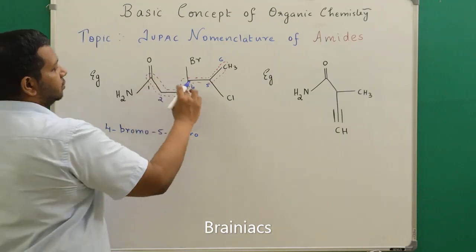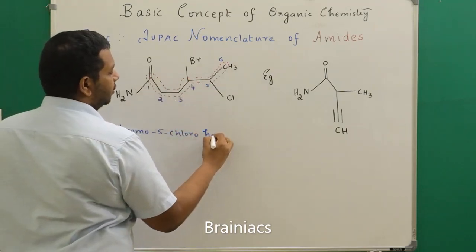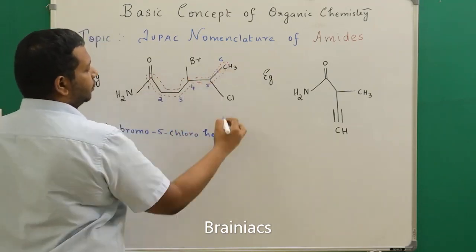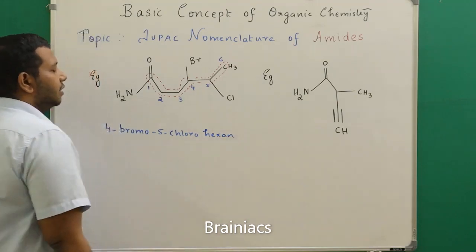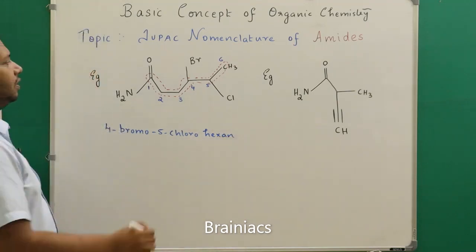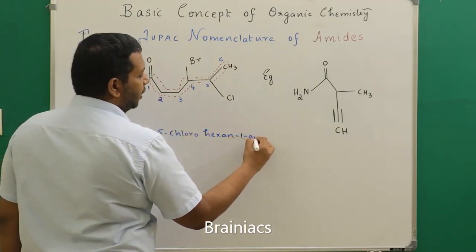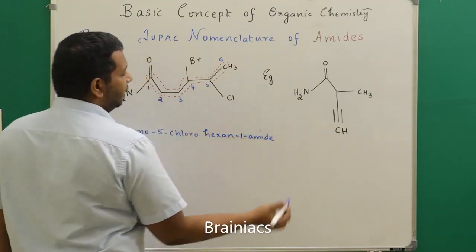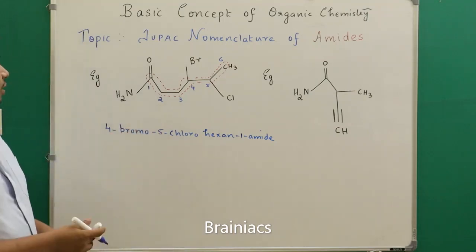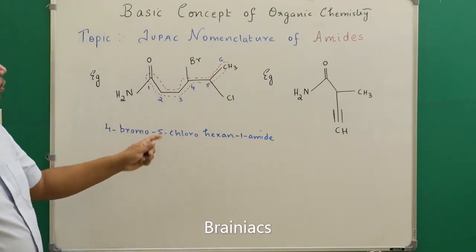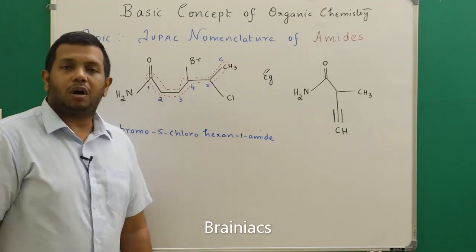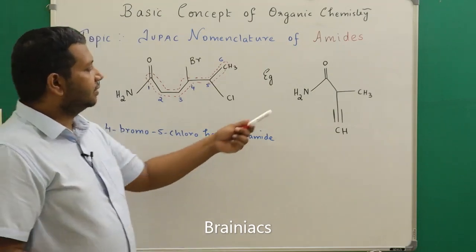Now the word root. How many carbon atoms are there? 6 carbon atoms, so it should be hex. All are connected through single bonds, so I will say hexane. Correct? Now tell me what the functional group is. Amide, so the suffix is amide. So hexane 1 amide, or I can say hexanamide. So my answer is 4-bromo-5-chloro hexanamide or hexane 1 amide. Now let's see the next example.